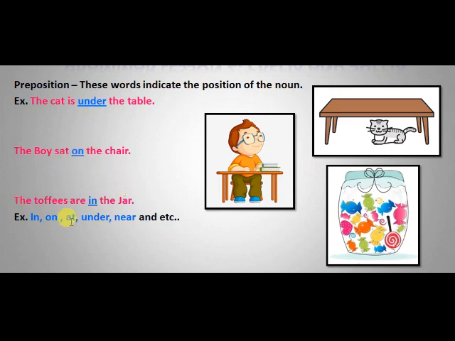So for all these particular nouns, we come to know their positions. We come to know about their exact location. Where are they actually? So for example, the cat was under the table. The boy was sitting on the chair. The toffees are in the jar. For example, in, on, at, under, near, etc. are all prepositions.